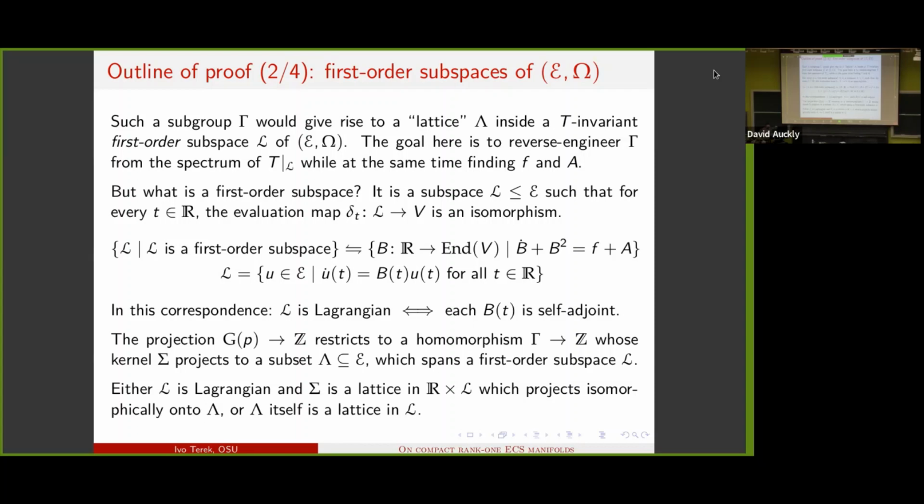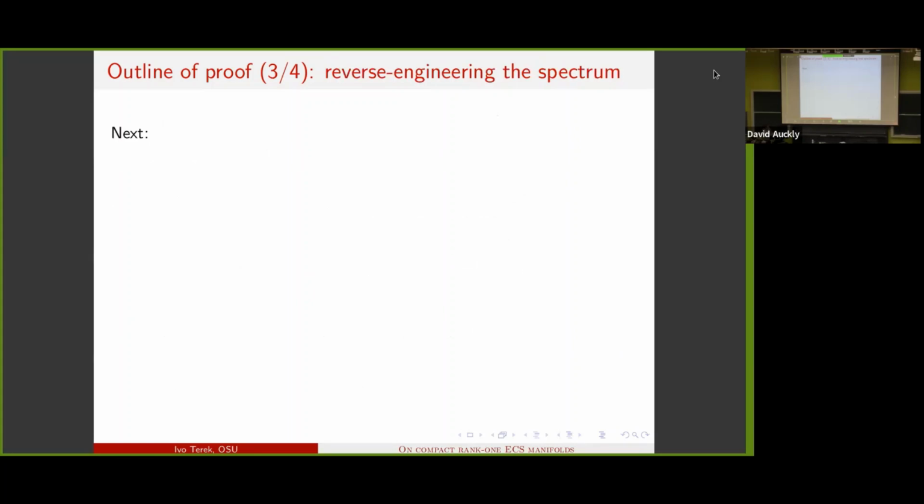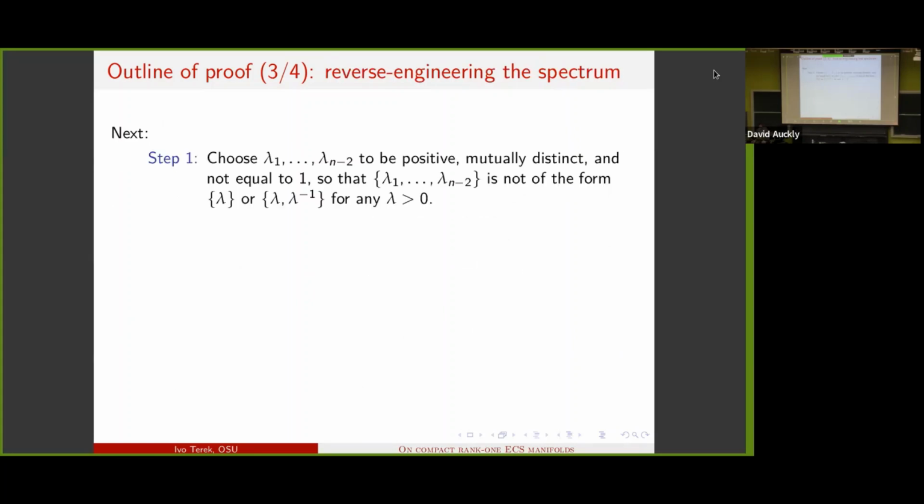Now, that being understood, we'll try to go backwards from here. We're going to try to start from something roughly like this and reconstruct gamma. And the way this happens is more or less like this. We have a few steps to choose. So remember, we're going to start from the spectrum of that shift operator restricted to L. So we start with numbers, lambda 1 through lambda sub n minus 2, which will form the spectrum.